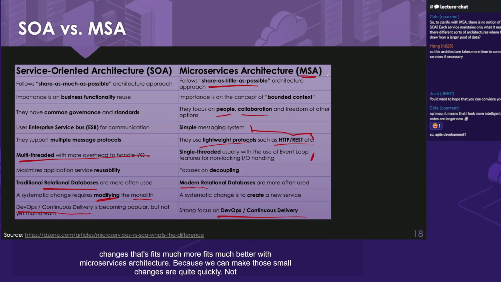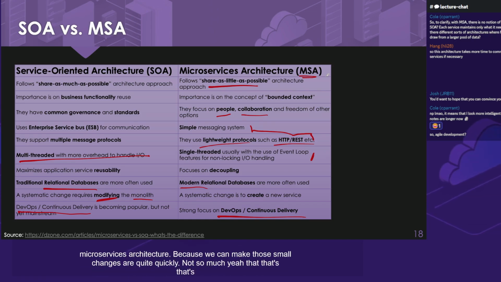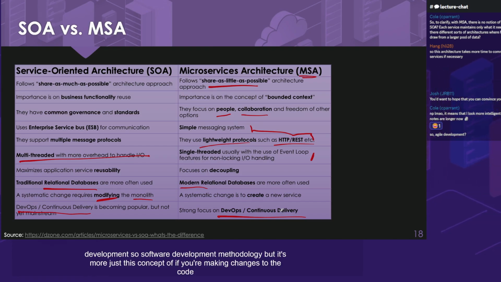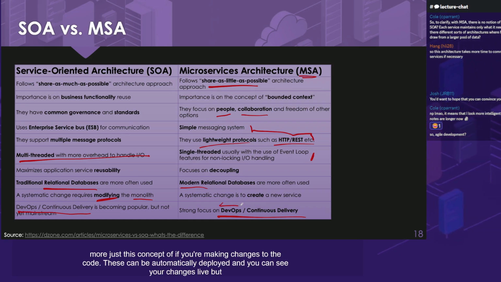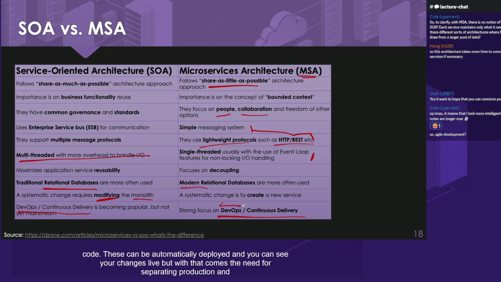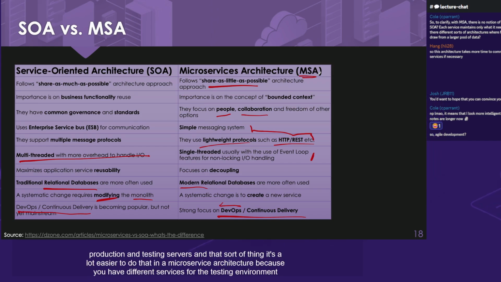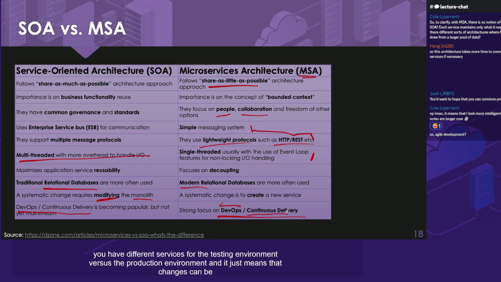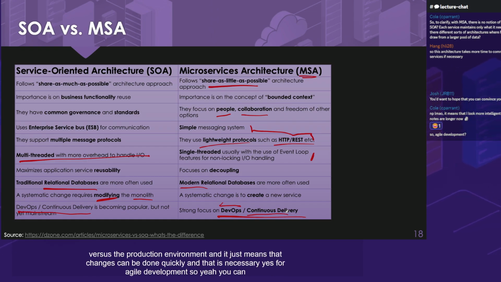Not so much, yeah, that's compatible with agile development. It's a software development methodology, but it's more just this concept of if you're making changes to the code, these can be automatically deployed and you can see your changes live. But with that comes the need for separating production and testing servers and that sort of thing. It's a lot easier to do that in a microservice architecture because you have different services for the testing environment versus the production environment. And it just means that changes can be done quickly. And that is necessary, yes, for agile development. So yeah, you can connect those things together.